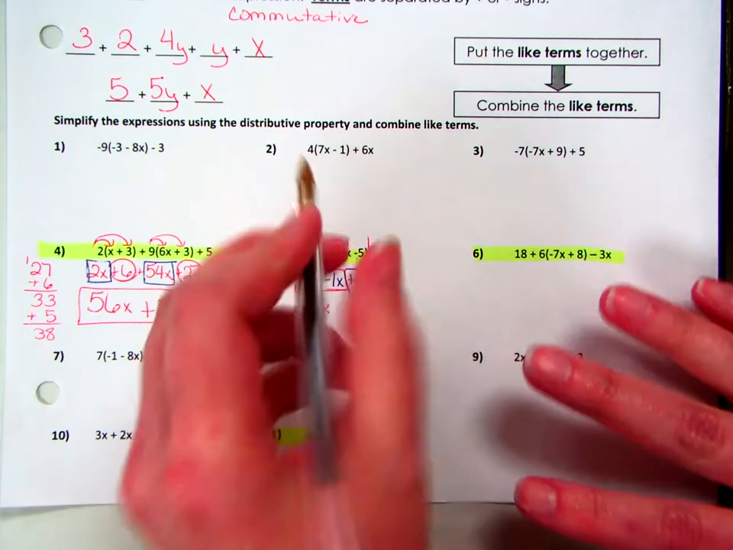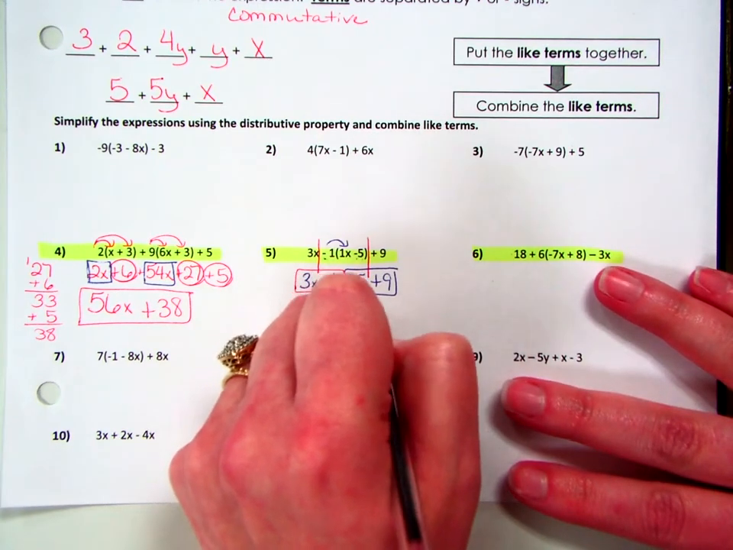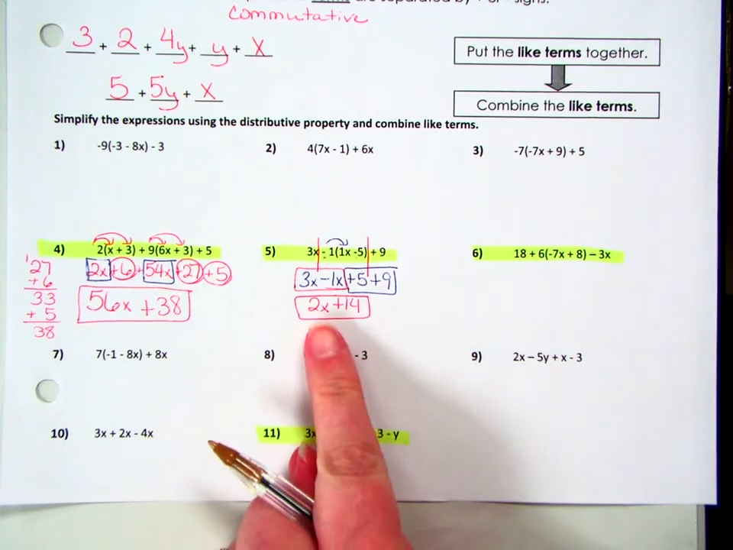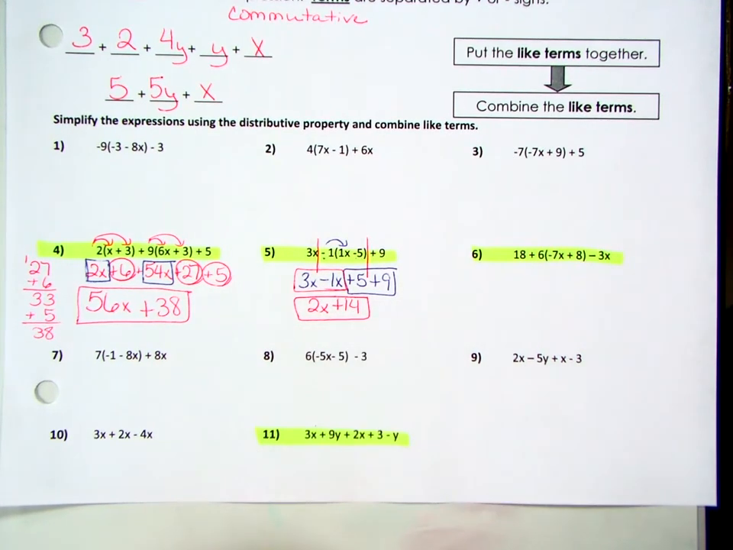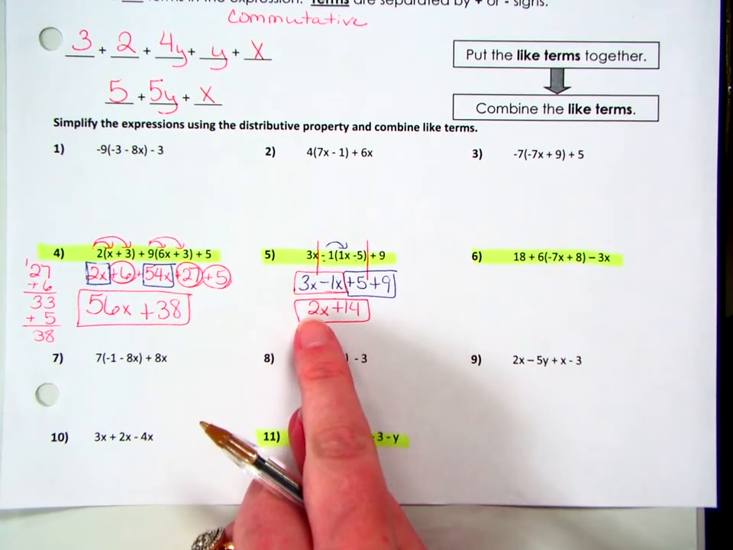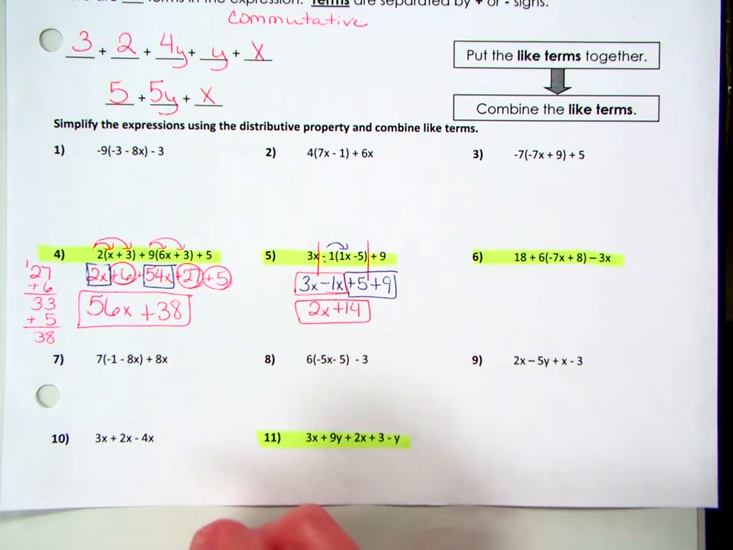So 2x plus 14, and there's my final answer, because I have all of my like terms combined. How do I know? 14 is a constant, and 2x is a coefficient with a variable. They ended up being different terms. All right, let's move on.